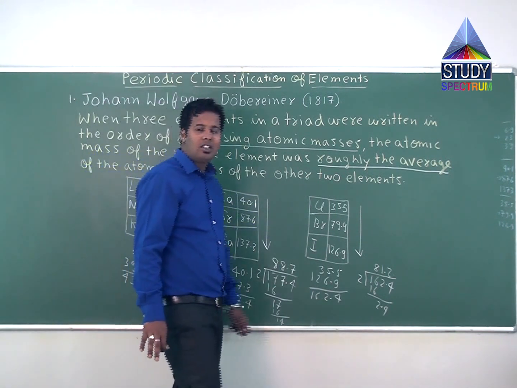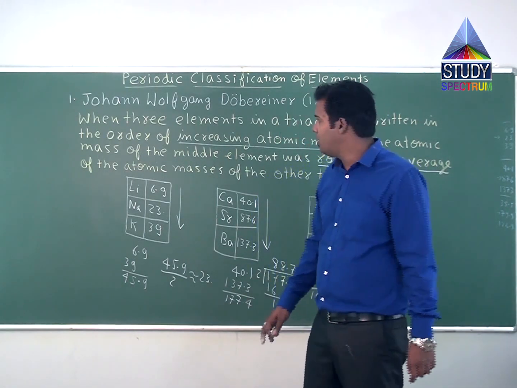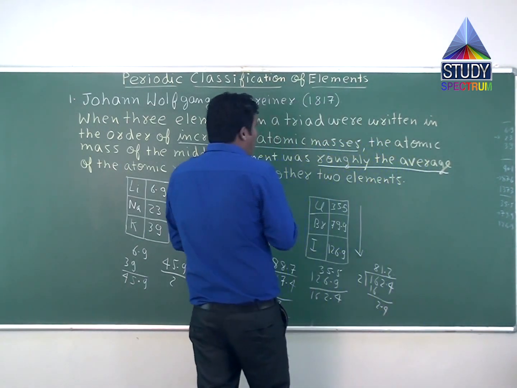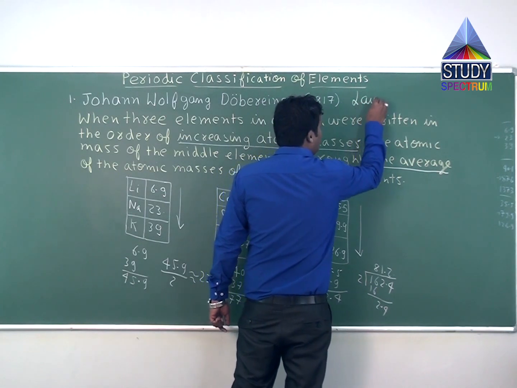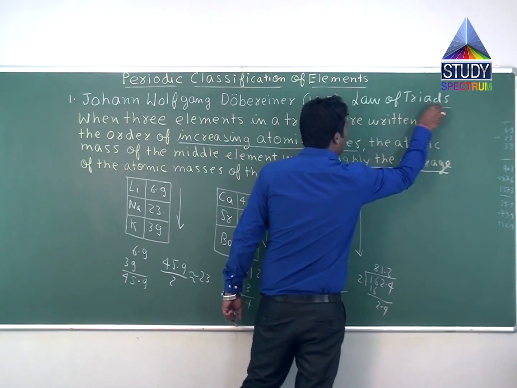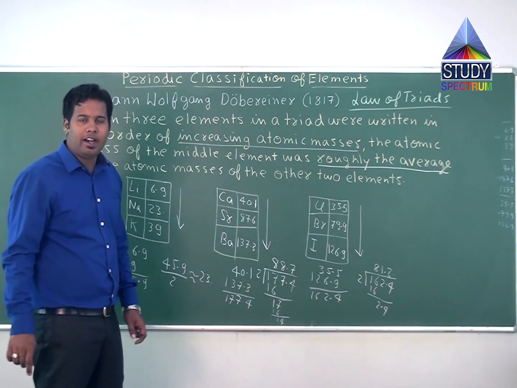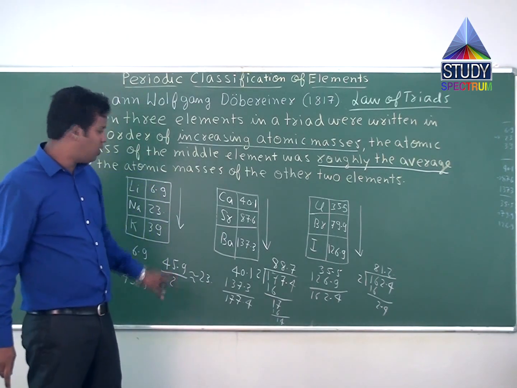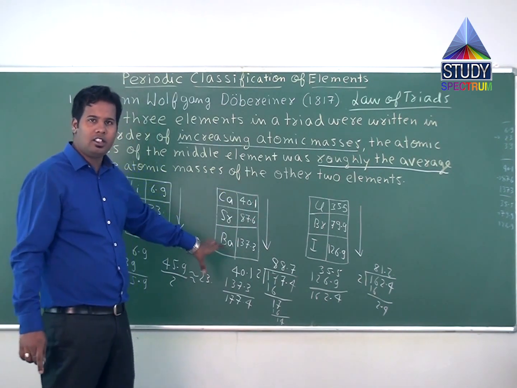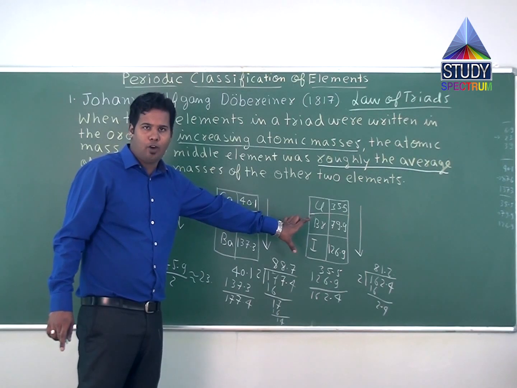So this was the first recognized attempt, given in the year 1817 by a famous German scientist, Johann Wolfgang Dobereiner, who gave this law of triads. Under this law, I will repeat it again for you, he said, when three elements, this cluster of three elements, arranged in increasing order of atomic masses is called a triad. There are three triads which Dobereiner formed.